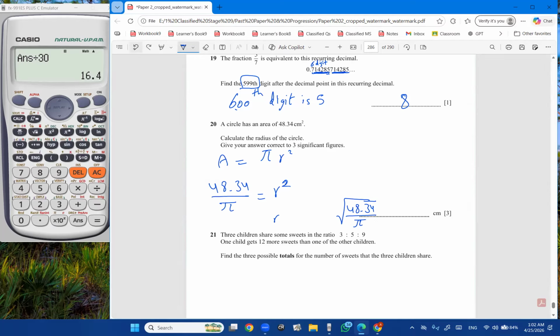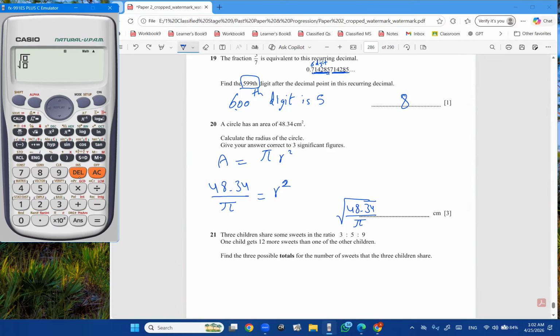To do it, you must start with the square root, then the fraction, where the numerator is 48.34 and the denominator is just pi. That equals 3 point, they told you three significant figures, so 3.92. The digit that is after the 2 is weak, so it remains 2. So 3.92 is the answer.